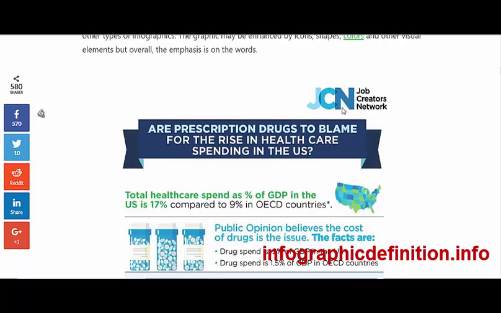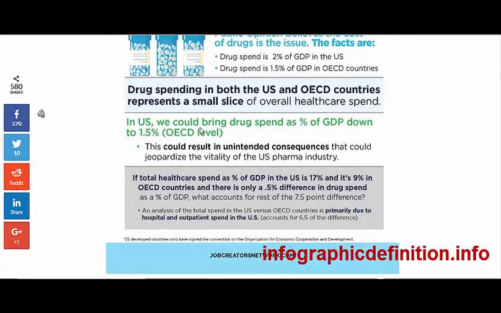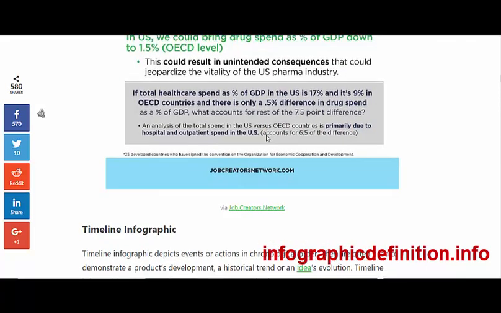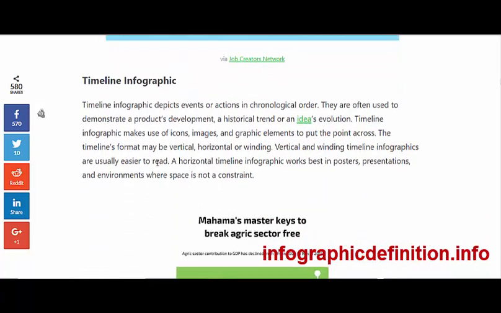As you can see, the Job Creators Network infographic discusses the topic: Are prescription drugs to blame for the rise in healthcare spending in the US? Alright, so this is pretty detailed, very word dense, very text dense, and well, informational infographic. Next infographic is the timeline infographic.